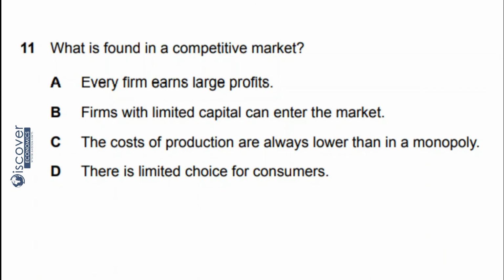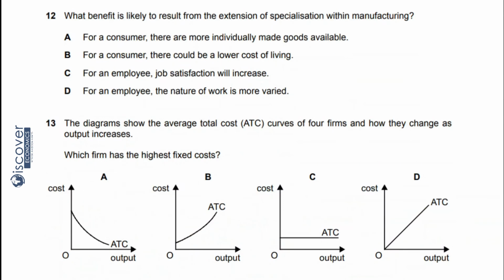So let's go back. A was every firm earns large profit, so this is not the answer. B. Firms with limited capital can enter the market. Yeah, this is the answer, because with limited capital even you can come forward and start up your business. Fine, the investors who have very less amount in their hands, they can also come forward because it is a competitive market. So B was the correct answer. Yeah, B is the correct answer. We are okay. Now let's see what is in question number 12.